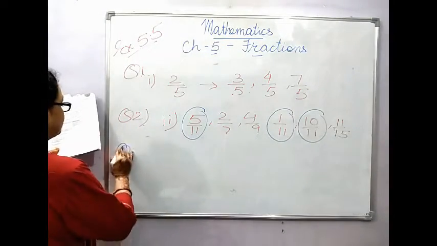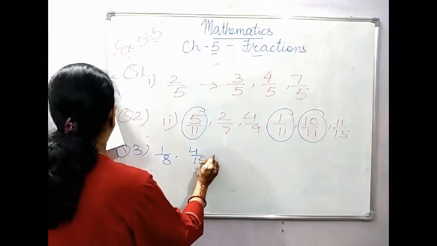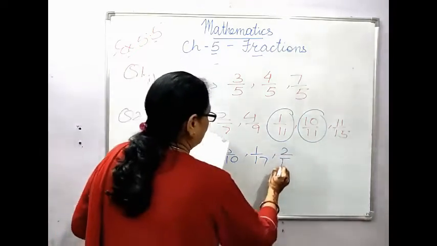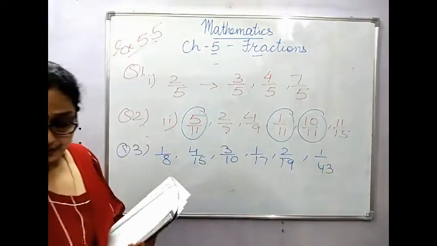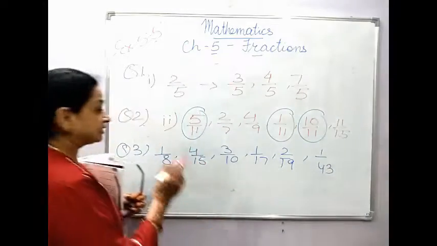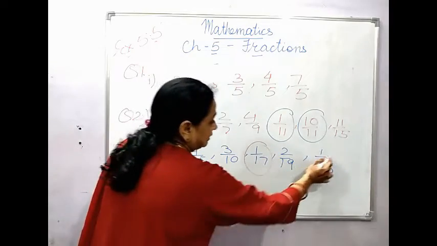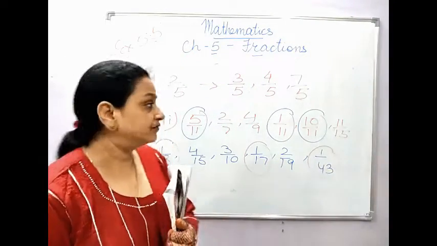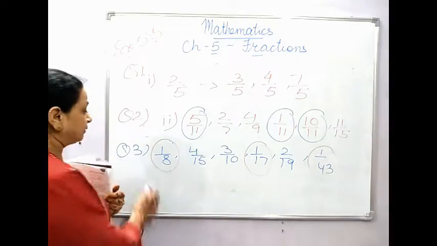So in this they have given question number 3: 1 upon 8, 4 upon 15, 3 upon 10, 1 upon 17, 2 upon 19 and 1 upon 43. Now in this you have to circle only the unit fractions. Unit fraction means the numerator is 1. In this it is 1, this is 1 and this is 1. So this is how you find out the unit fractions, like fractions and unlike fractions. Hope this is clear to everyone.